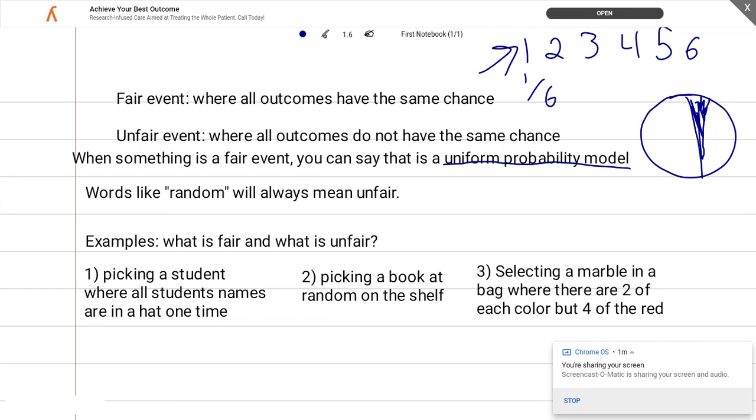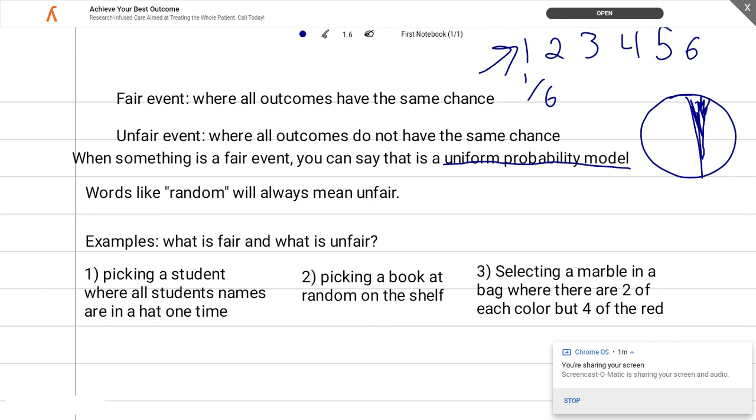So words like random will always mean something is unfair. If you're selecting someone randomly, if you're picking something randomly, it means there is no rhyme or reason about it, and there could be more than one option. So I just want to go over the three examples I have here to decide if it's fair or unfair.